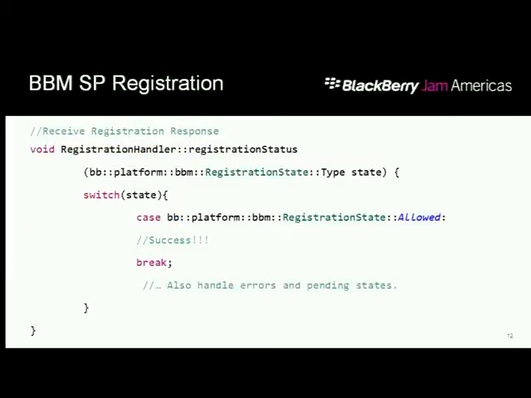The next thing you have to do is implement the method for that slot. Here you're going to be passed information about the registration state. The code sample here is just going to pick up the allowed state. Once we get that, we're good to go. We know that we're able to make calls to any of the BBM Social Platform APIs, and we'll be able to successfully execute those. Now in your own application, you want to catch all the cases there, and handle the different error messages appropriately. There's errors for things like if the user has the radio turned off, if they're out of coverage, if they don't have BBM installed, that sort of thing.